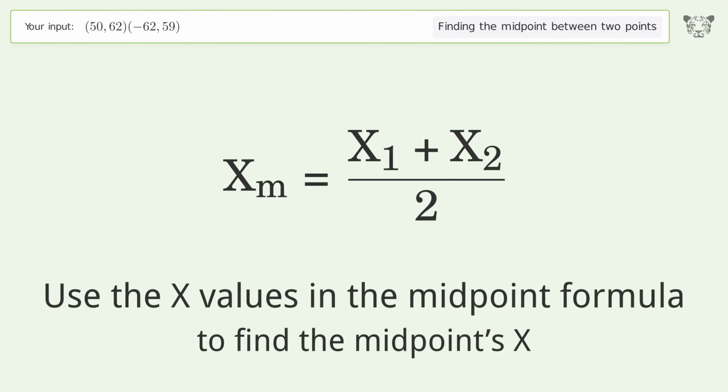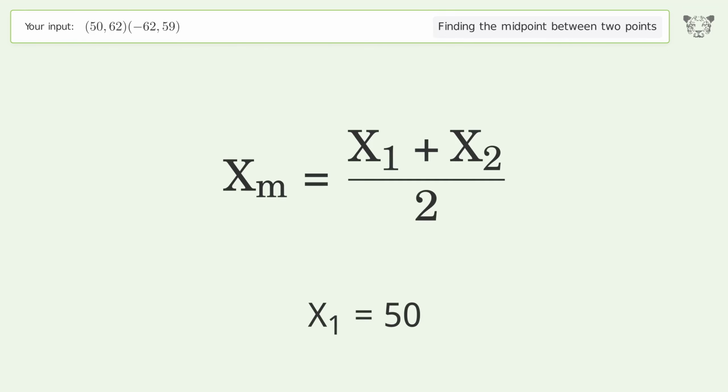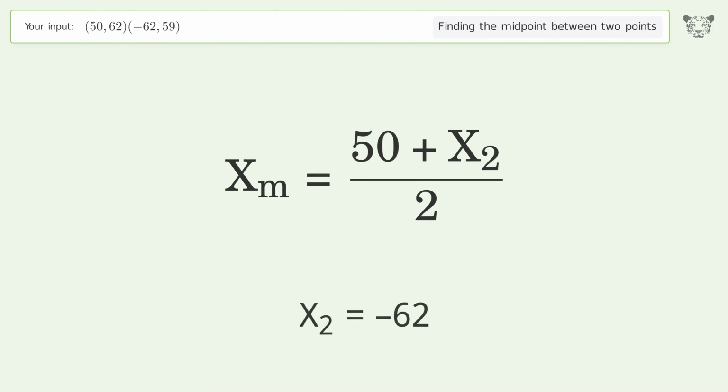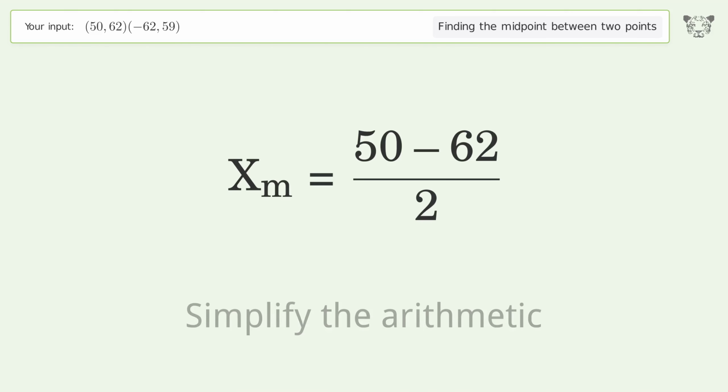Use the x values in the midpoint formula to find the midpoint's x. x1 equals 50. x2 equals -62. Simplify the arithmetic.